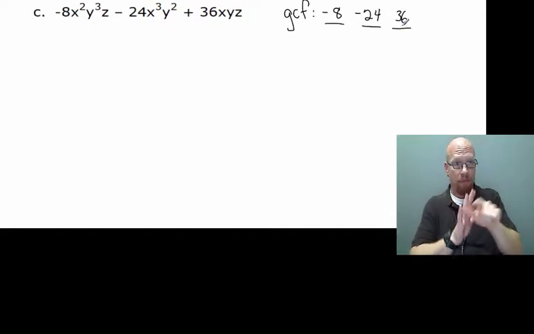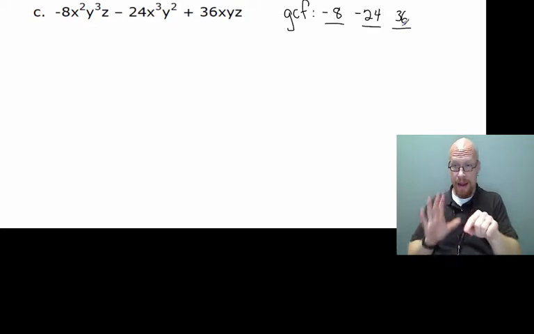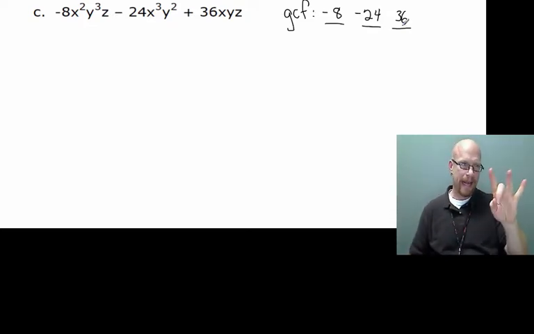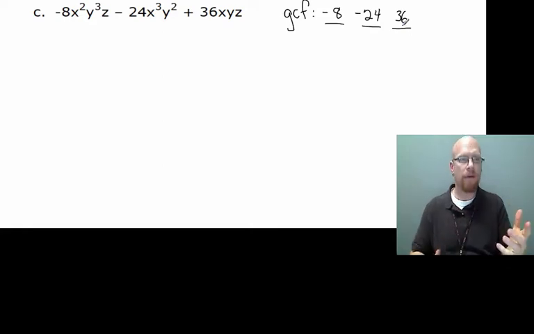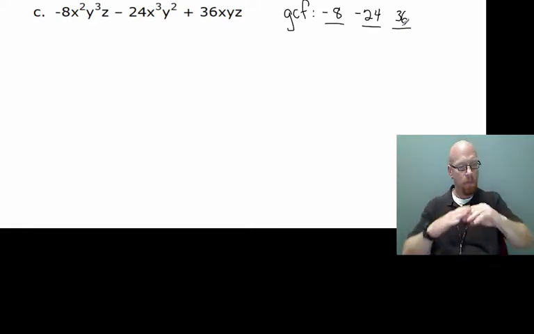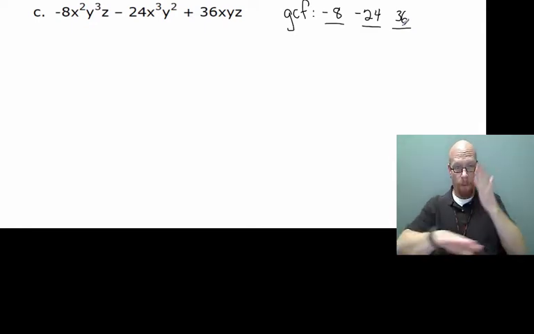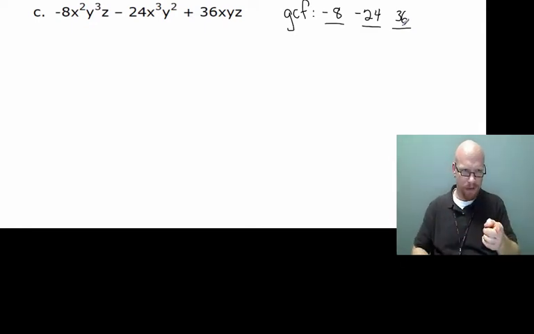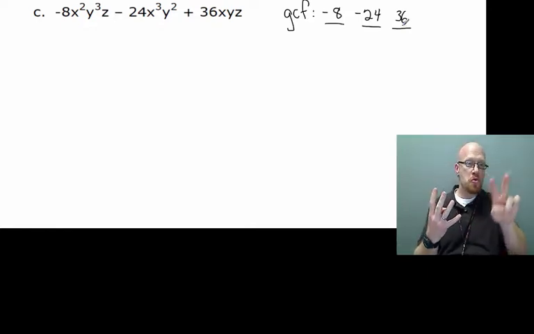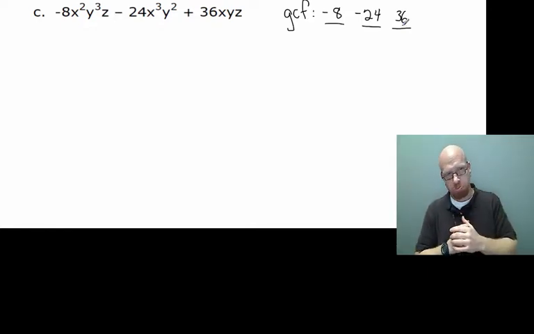Sometimes one of the coefficients can divide the other ones. Now, negative 8 can divide negative 24, but negative 8 does not divide 36 evenly, so we can't use 8. So it has to be below 8. Of course, numbers higher than 8 cannot divide 8. That's out of the question. So factors of 8 are 1, 2, and 4.